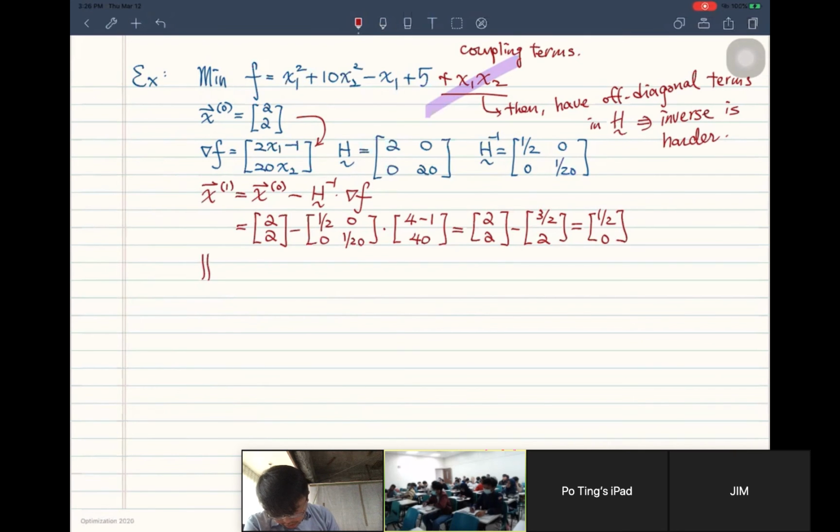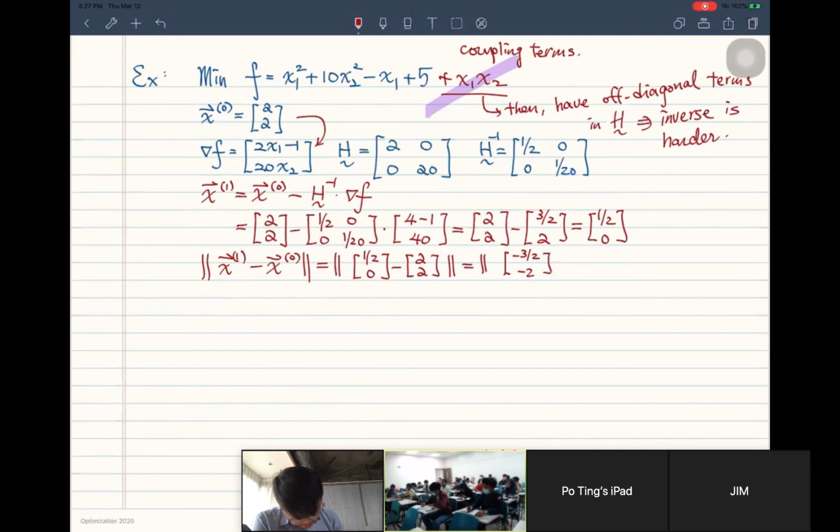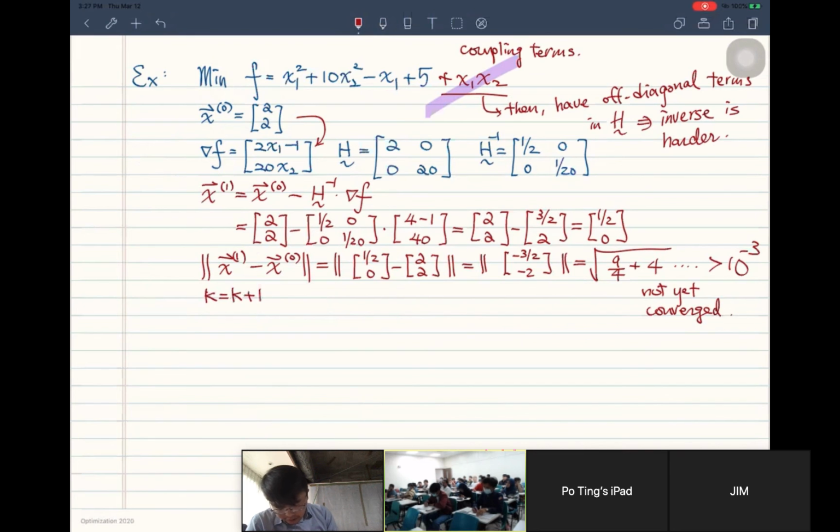Let me check. The difference between x1 and x0 is the norm of 1/2, 0 minus 2, 2. So basically it's the norm of this vector. And how do you calculate this? Basically 4 over 9 plus 4 and so on. It's larger than 10 to the power of -3. Okay, I'm not going to solve it. So not yet converged. So I move on. k equals k plus 1. So now k equals 1. At the beginning, k equals 0.